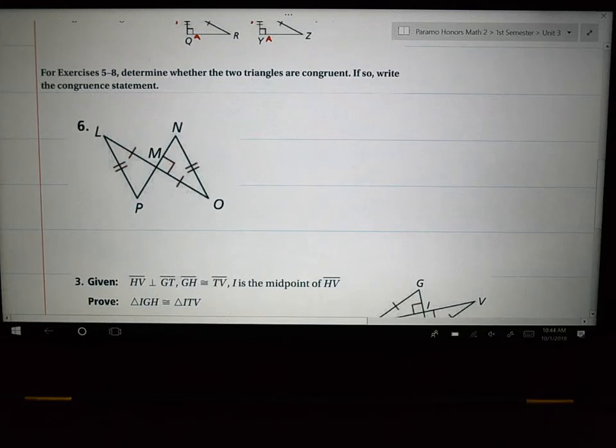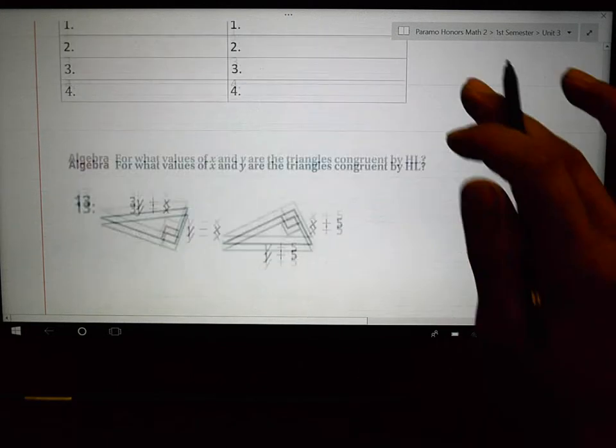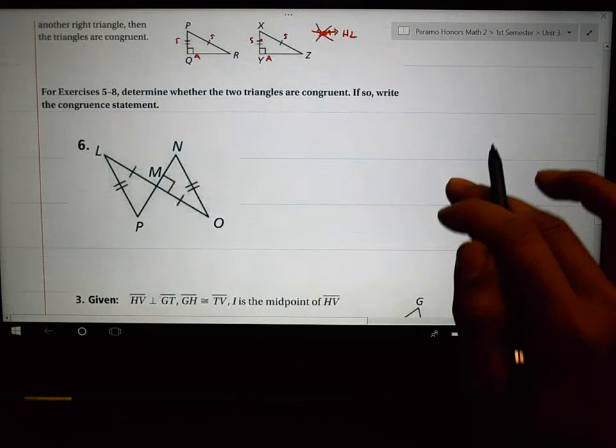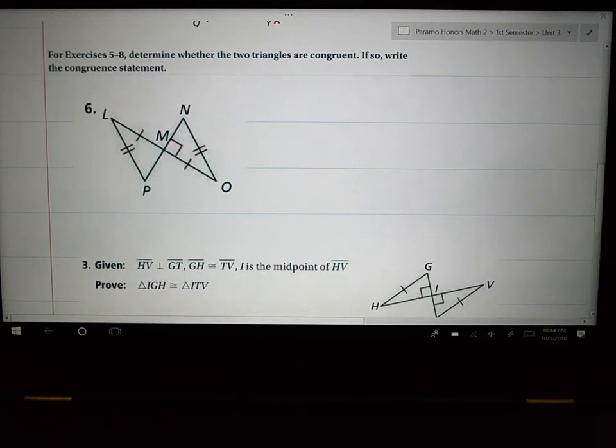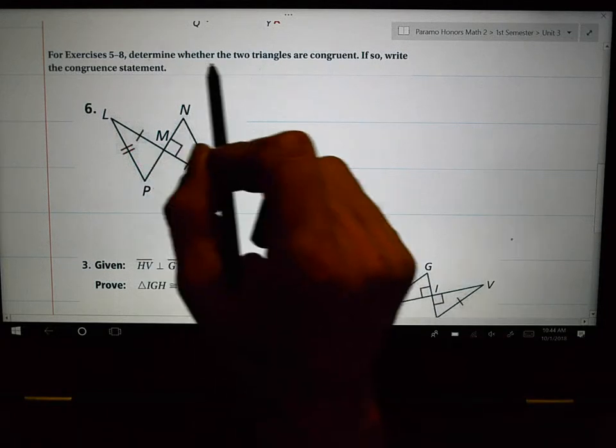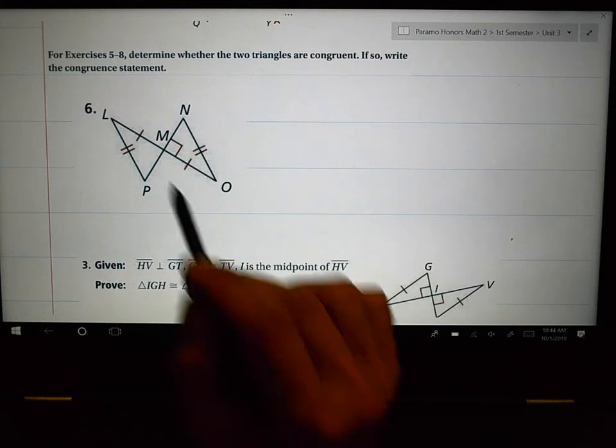I have 3 picked out for you, and I do not do them in order for whatever reason. I decided to start off with the easiest one first, which is number 6, and then we'll work our way up to the medium, and then the hardest level. Number 6, in your book, you can do this in your book if you would like. It says, determine whether the 2 triangles are congruent.